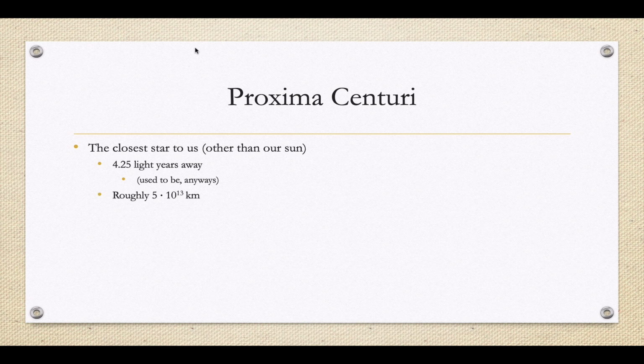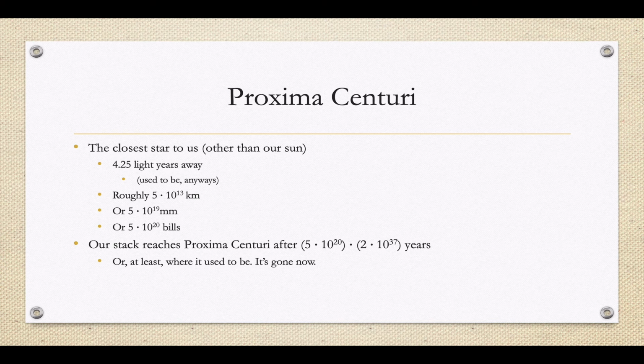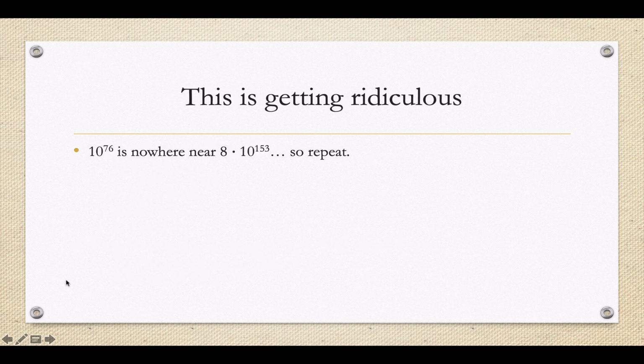4.25 light years is roughly 5 times 10 to the 13th power kilometers, which I can convert into millimeters, which I can figure out how many bills it would take. And I know how long it takes me to earn 1 bill, so I can do a little bit of multiplication to figure out how long it'll take till my stack of bills reaches where Proxima Centauri used to be. If I know how long, I know how many clicks, 10 to the 76th power clicks, dang, still a long way to go. So we keep going.